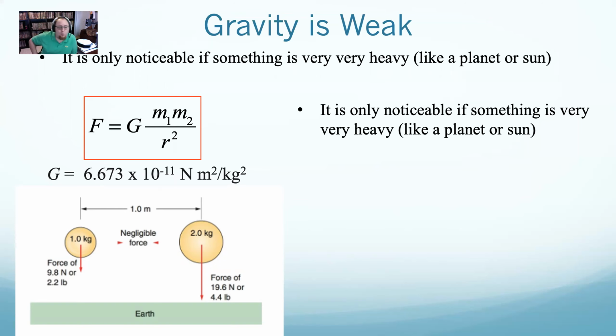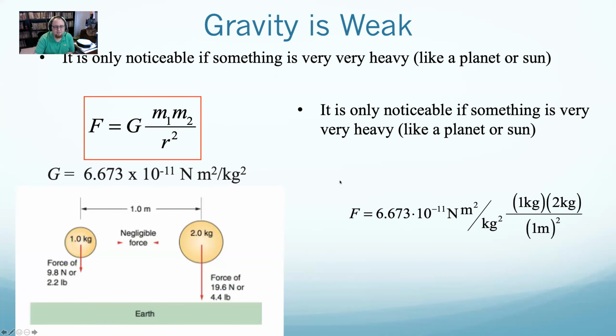If you were to take a 1 kilogram object and a 2 kilogram object and separate them by 1 meter, a meter's decently far away, but not that far away, the force acting between them is 1.3 times 10 to the negative 10 newtons. You'll never notice the force of gravity between you and everything else because it's so small. It is negligible. The force of gravity is only measurable for heavy objects.